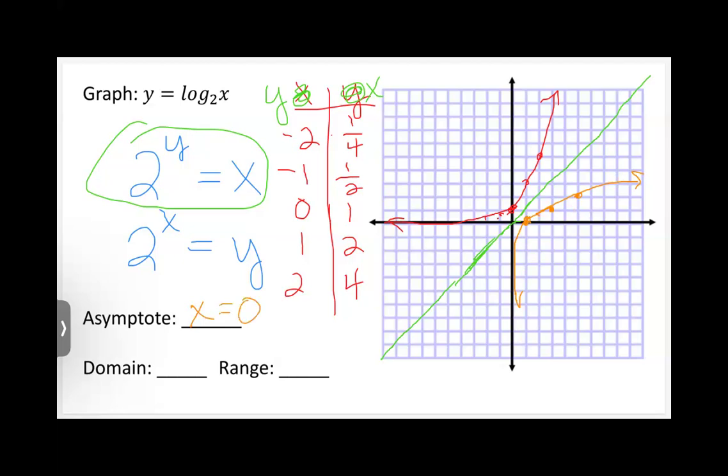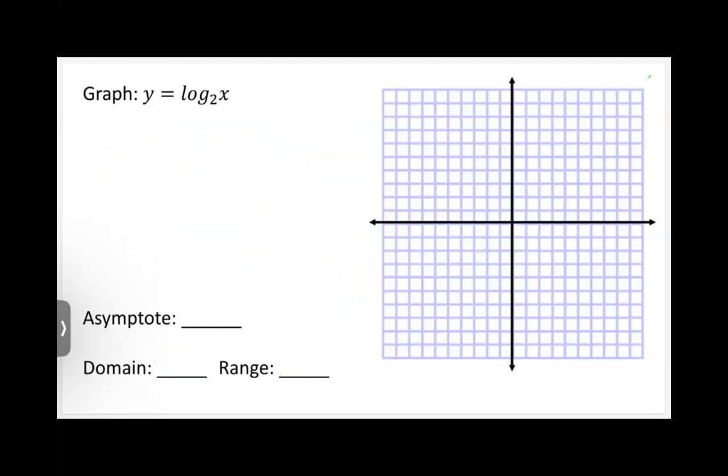The domain, that's all of the things that x can be. So the domain is always going to be x is greater than whatever the asymptote is, or less than if it's flipped, if it's reflected. And then the range is all real numbers, because it goes as far top to bottom, it's going to keep going. So that's what that looks like. All right, let's go to the next example.